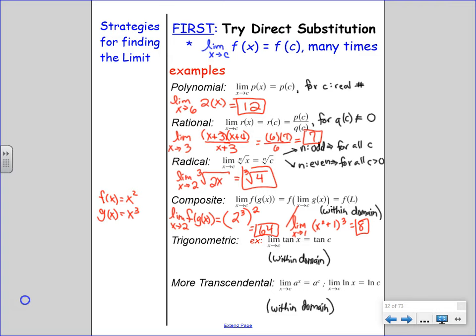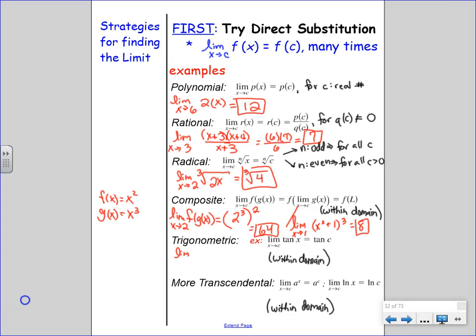Trigonometric, group number 1. Ellen, Christian, I didn't want Brandon, Brandon already did one. Hold on, I'll explain. Talk it out. Limit as x approaches 5. Say that. Alright, Christian, go.